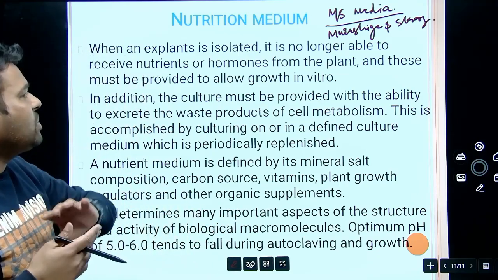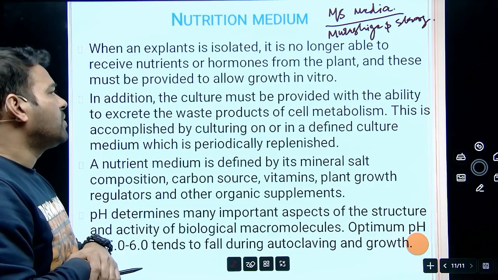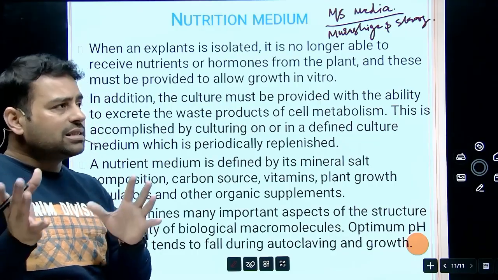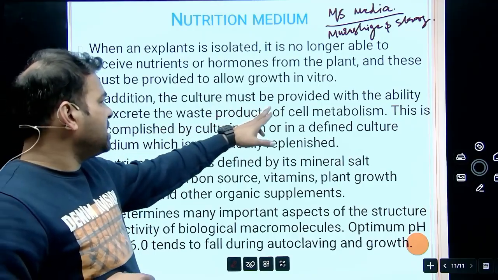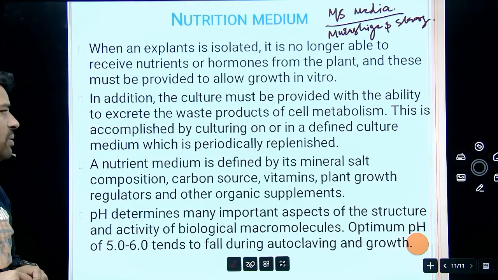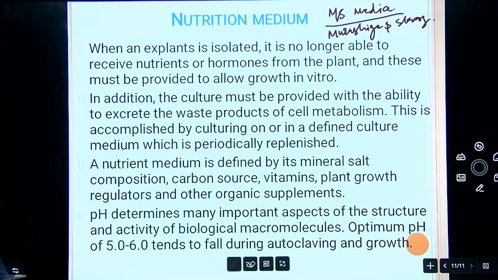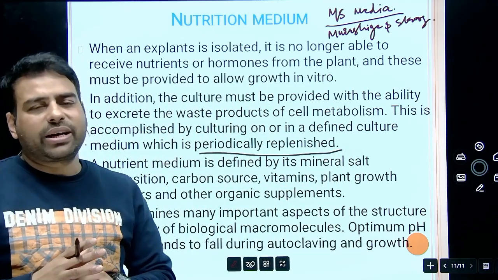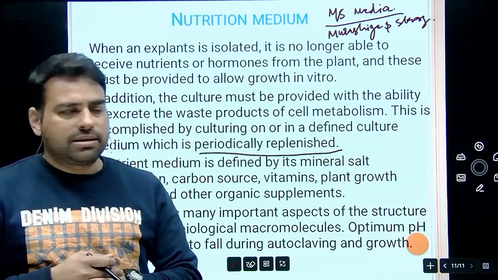When an explant is isolated, it is no longer able to receive nutrients or hormones from the plant. So we have to transfer these explants into media frequently. In addition, the culture must be provided with the ability to remove the waste products of cell metabolism. This is accomplished by culturing on or in a defined culture medium which is periodically replenished. So the media should be chemically defined: what kind of nutrients are needed by the explant, and what is our purpose?